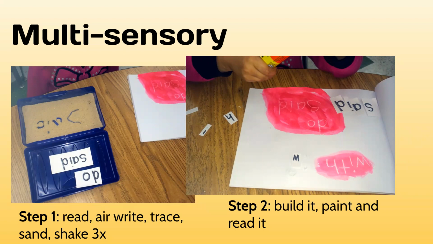Step 2 is for the student to cut the word apart and then glue it back together. Finally, the student can paint over the word that has already been written in white crayon in the book. When we look at this activity, we see that students have the chance to read, write, trace, build, and read once again.